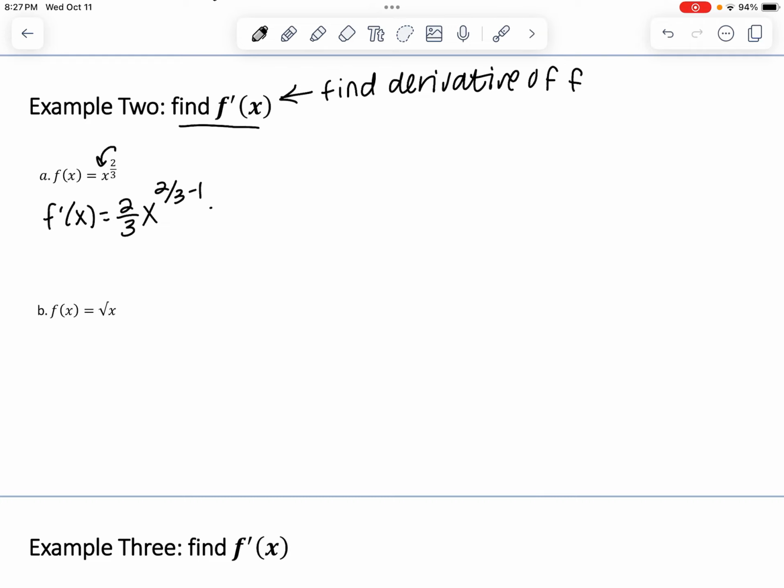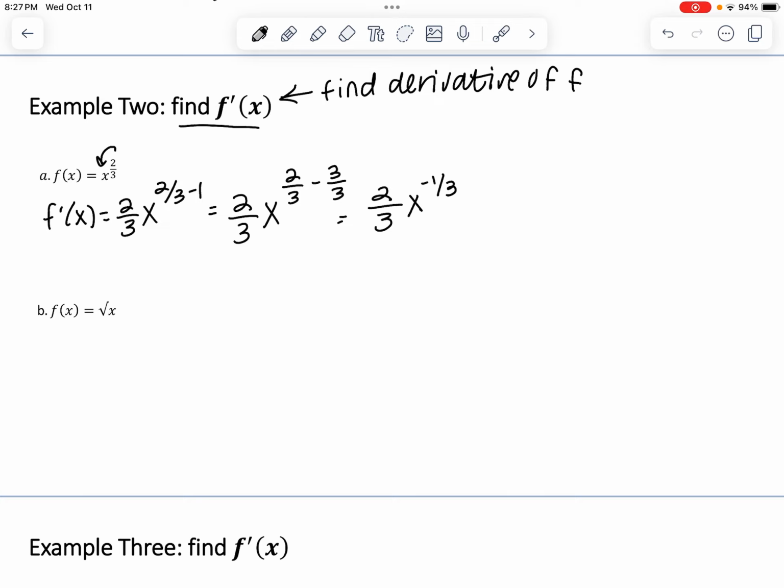And so remember that if you want to subtract fractions, you have to have like denominators, the same denominators. So I'm going to take 1 and change it into 3/3 because 3 divided by 3 is 1. And now they have common denominators. This is going to equal 2/3 x to the negative 1/3 power. And you technically could keep your answer just like that.